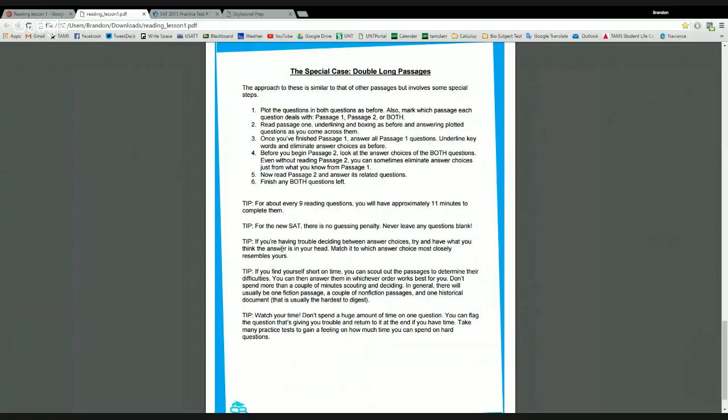If you're having trouble deciding between answer choices, try to have what you think the answer is in your head and match it with the answer choice closely. So if you see a vocab word in context, try to think of a word that you know that matches it, then try to match it with the answer choice. It seems to work for me quite a bit.